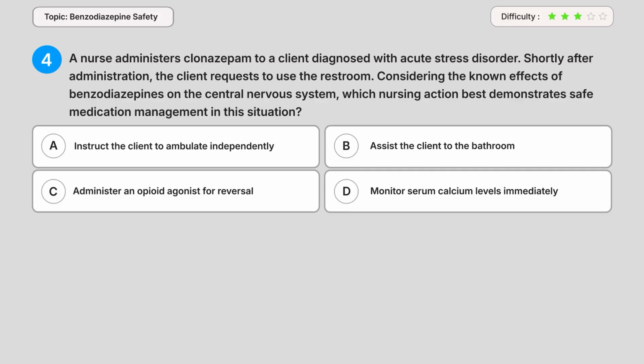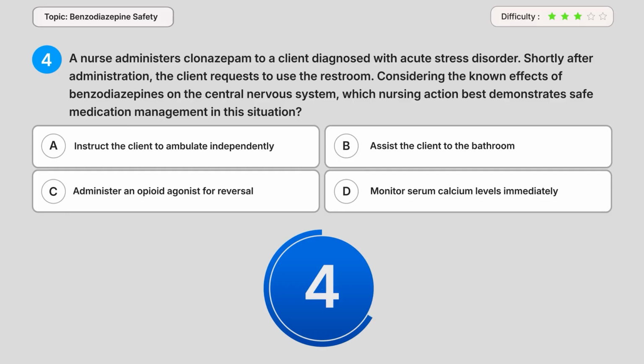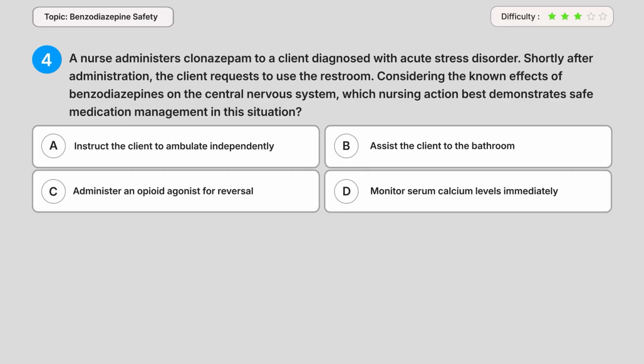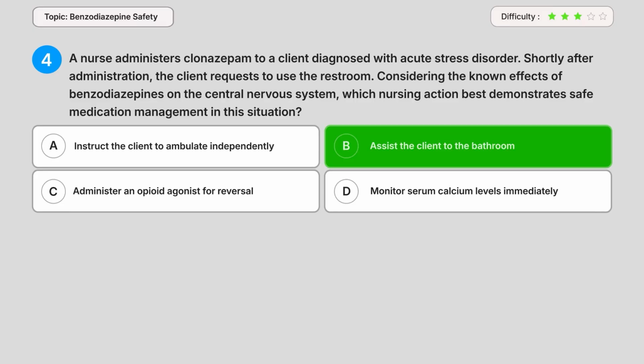B. Assist the client to the bathroom. C. Administer an opioid agonist for reversal. D. Monitor serum calcium levels immediately. Do you know the answer? Correct answer. B. Assist the client to the bathroom.